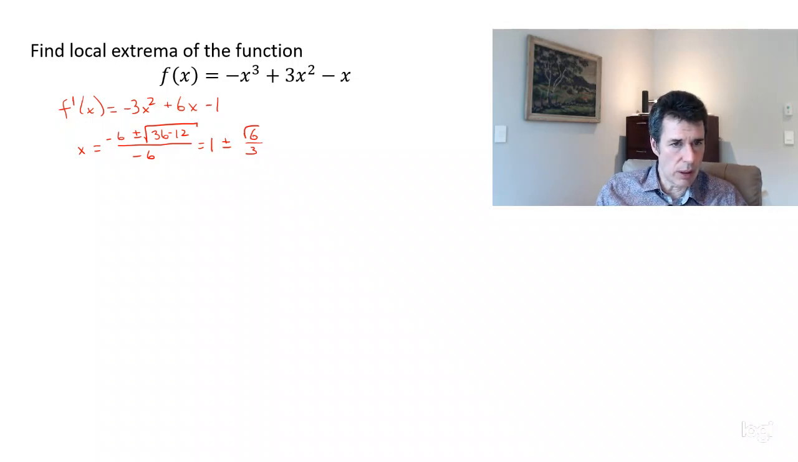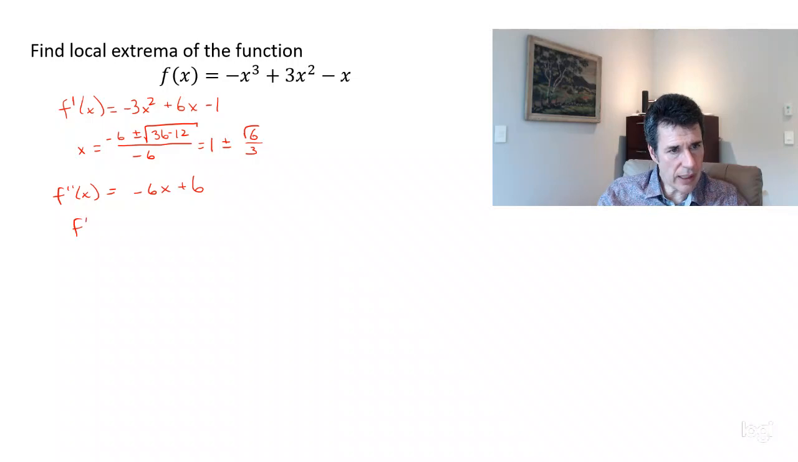So we have two critical numbers, 1 plus square root of 6 over 3 and 1 minus square root of 6 over 3. So let's take the second derivative and see what that gives us. So the second derivative is the derivative of the first derivative, so that's negative 6x plus 6.